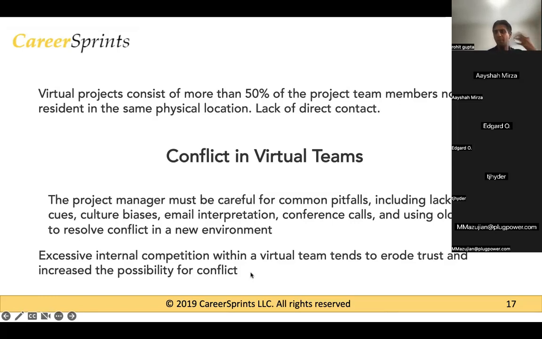Many things could happen. Plus, when you're in a virtual environment, you're normally chatting or sending an email, and because you don't necessarily hear the tone of voice of the other person, you may interpret something that is written very casually in a very offensive manner. So these are some challenges that can occur in a virtual environment. Plus, if there is excessive internal competition, that tends to erode trust amongst team members, and it also increases the chances of having a conflict amongst team members. So these are some general issues with a virtual team.